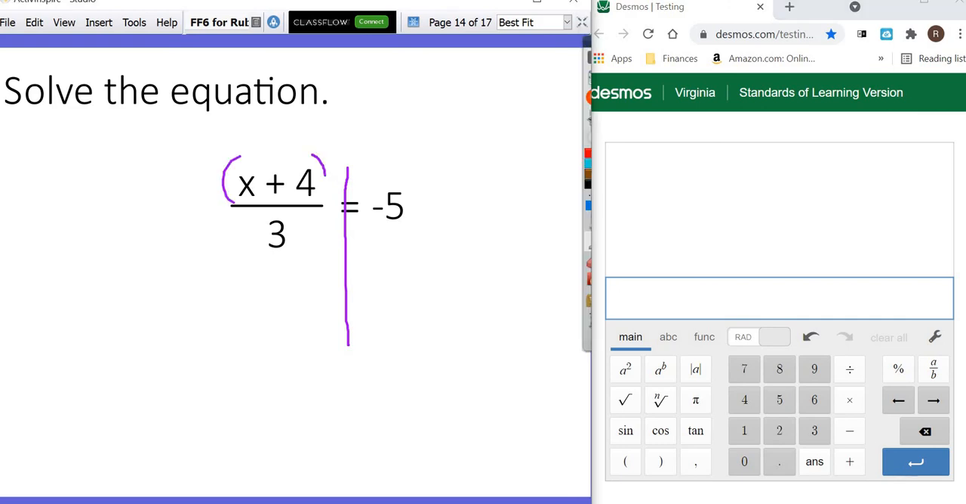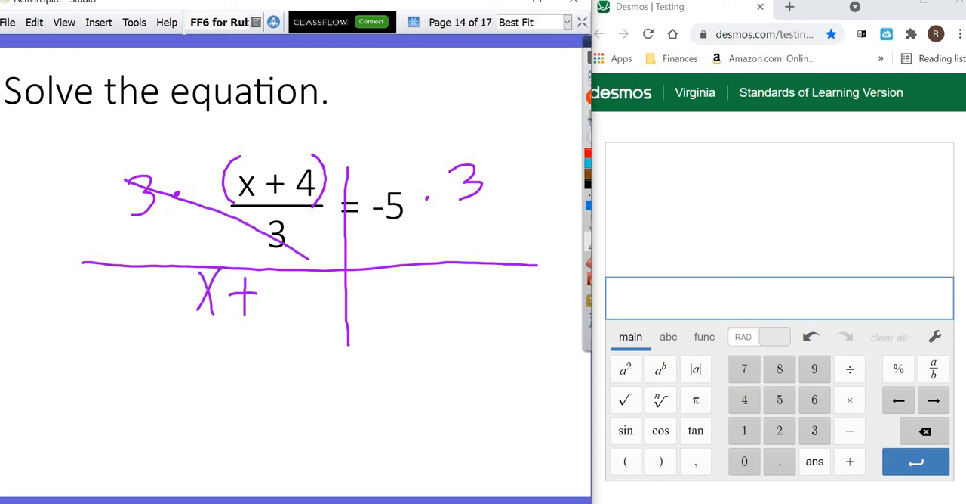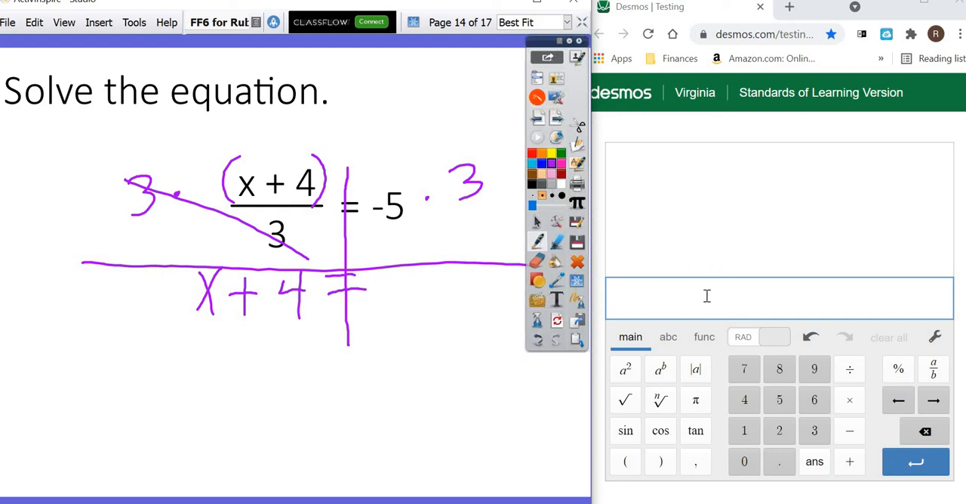So I always put the numerator in parentheses. Then if that's a 3, I multiply each side by 3, whatever number is on the bottom. That cancels out, and the x plus 4 drops down. And then the negative 5 times 3, I'm going to put that in my calculator. And I get a negative 15.